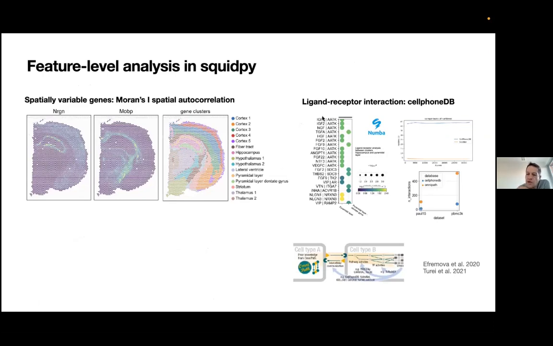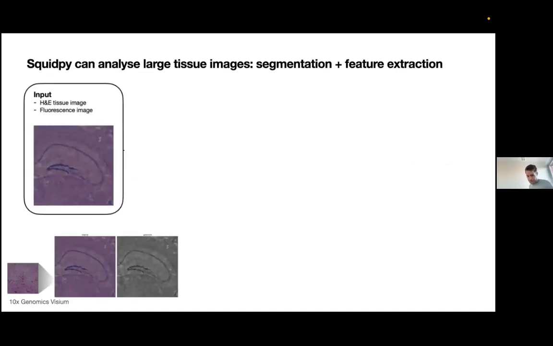We can look for ligand receptor interactions. For this, we implemented the original dissociated-setting method from the Teichmann lab called CellPhoneDB, but made it larger scale in terms of the annotated ligand receptors by building upon the OmniPath resource. It also has a fast implementation and can quickly scale this across all regions. We can analyze really large tissues and do segmentation and feature extraction.